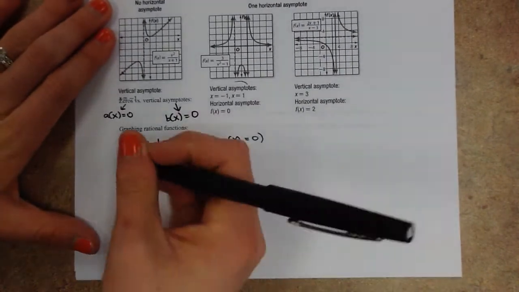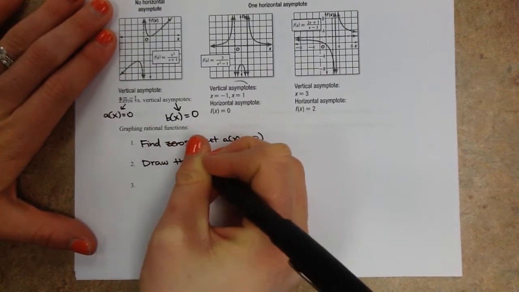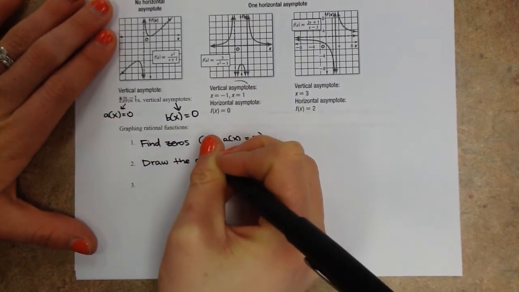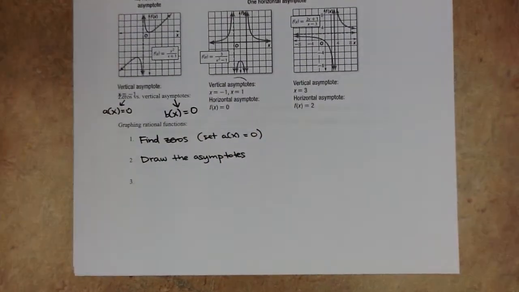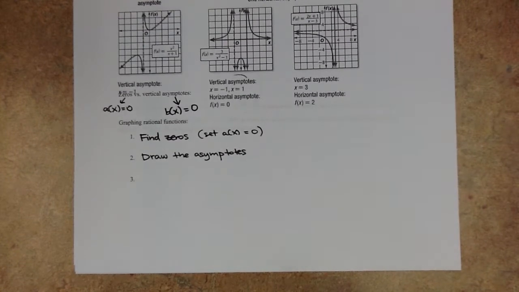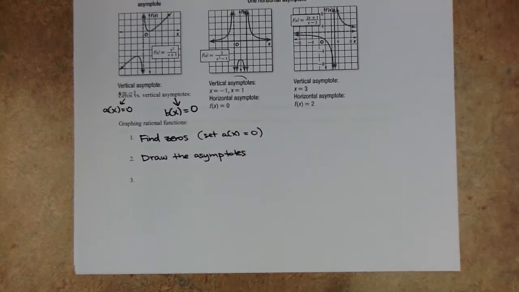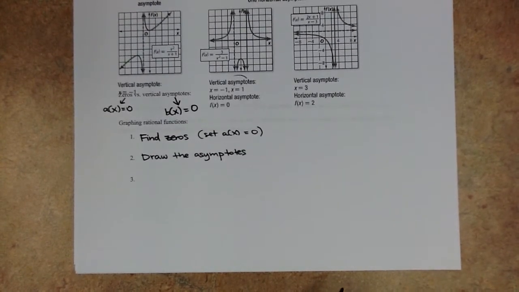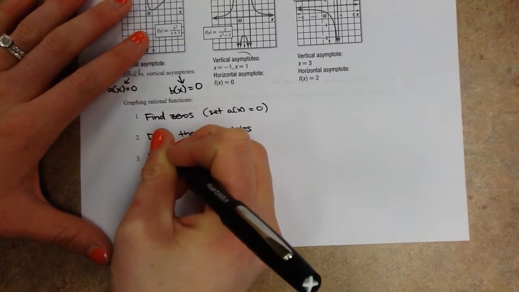Step 2, draw the asymptotes. You've also got to find your vertical asymptote by setting b of x equal to 0. And then you check your rules for horizontal asymptotes. Like I said, today there isn't going to be a horizontal asymptote, but it doesn't mean that we're never going to see some that don't have horizontal asymptotes. Okay, step 3, make a table and draw the graph.